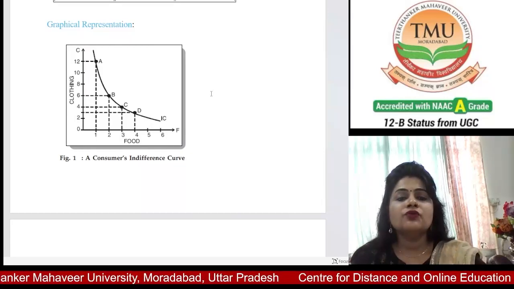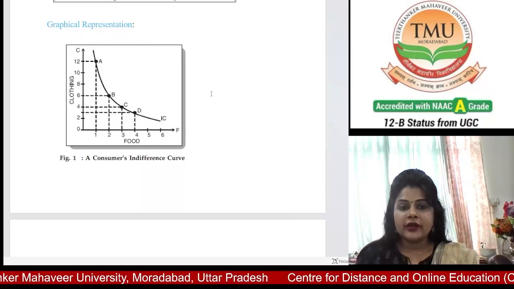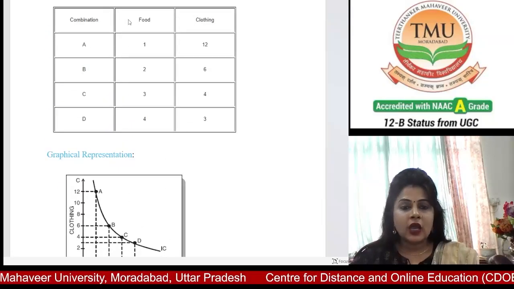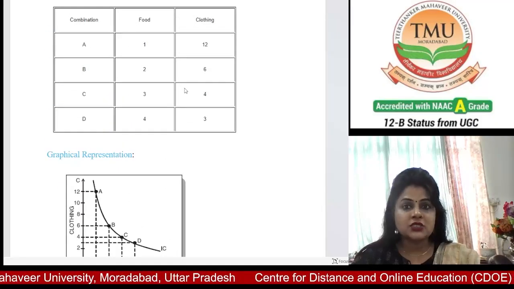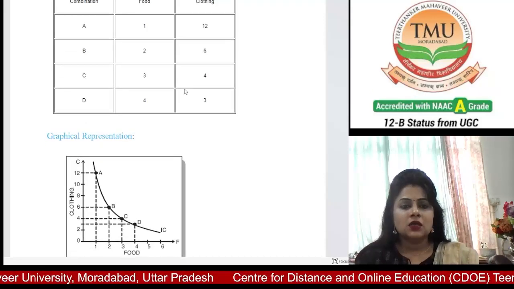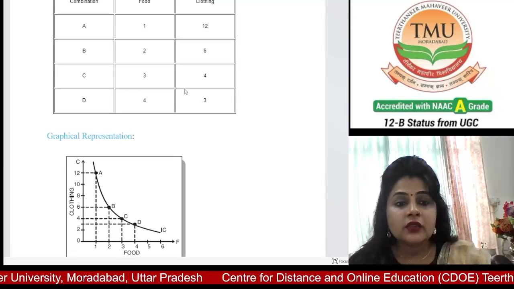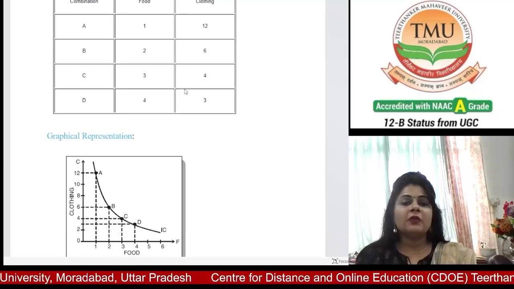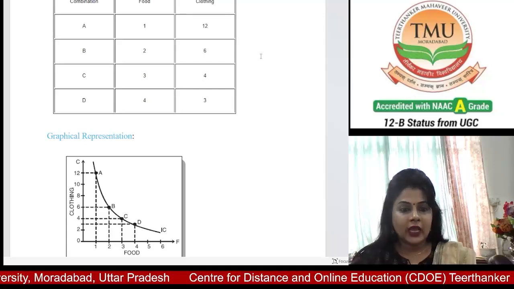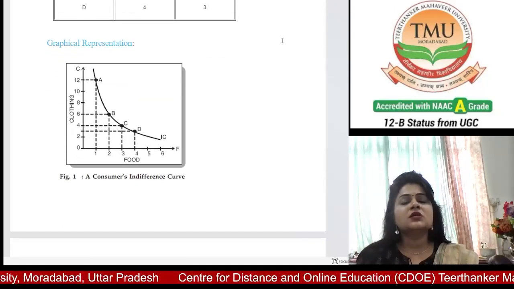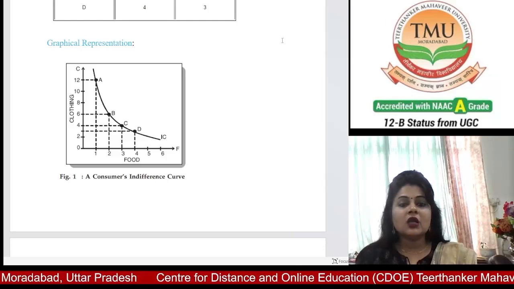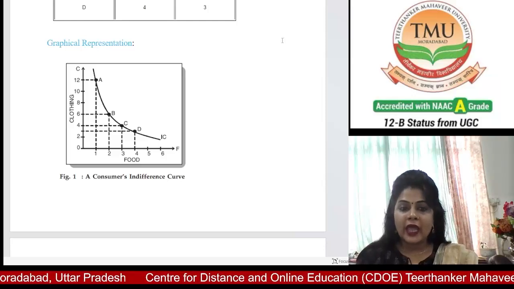The price of both goods is already given in this schedule. I have also explained the combinations, and you can also give the prices in here. Then the taste, income, and habits of a consumer remain the same all the time. The preferences of a consumer are transitive. It means that consumer preferences are consistent.